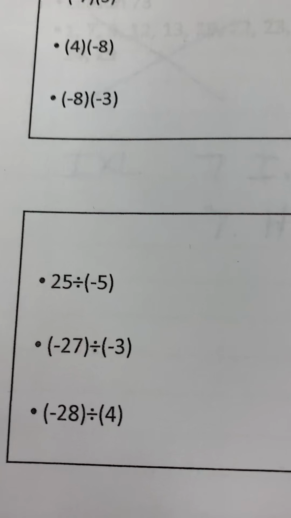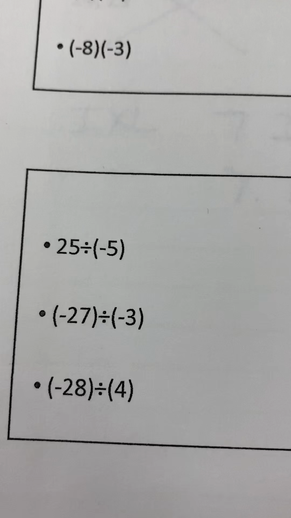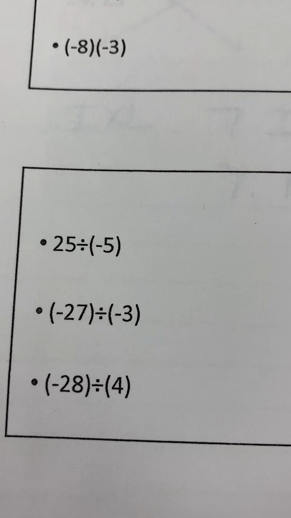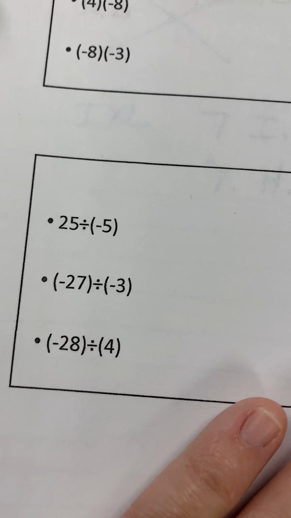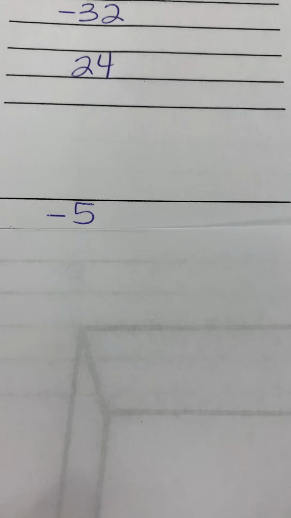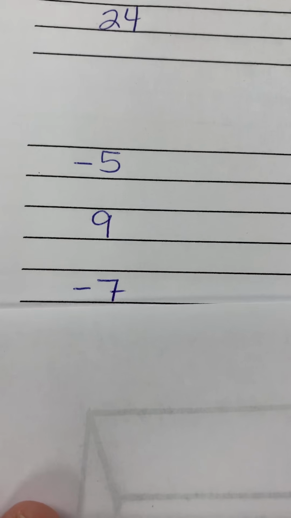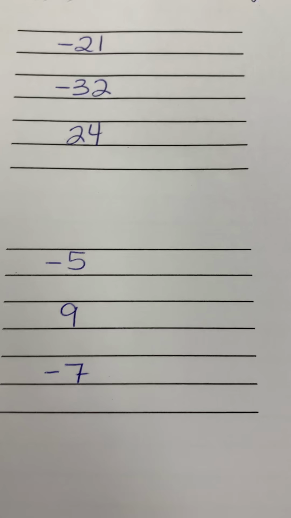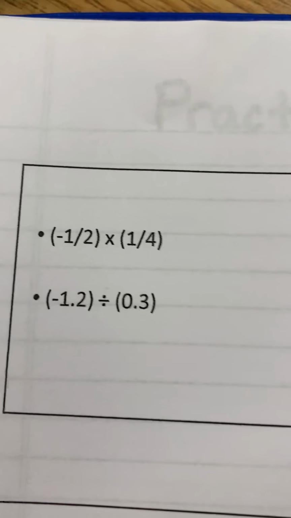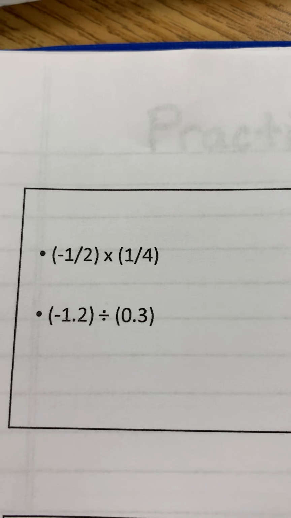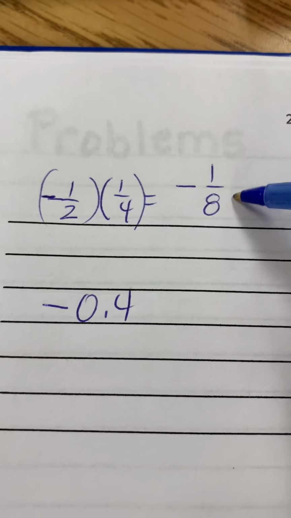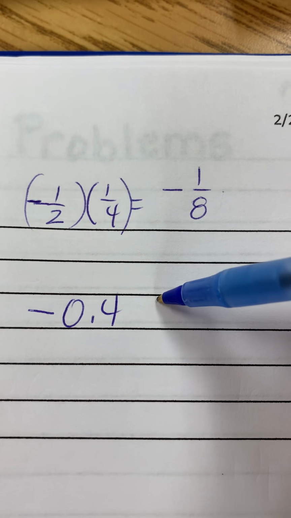Coming down here, we know that 25 divided by 5 is 5, and we have one positive and one negative. And then we have a negative divided by negative and a negative divided by positive. So here we go. You should have gotten negative 5, 9, and negative 7. Remember on our office hours, if you have questions about this, it would be a good time to ask. Coming back up here, same thing, we have a negative 1/2 times a positive 1/4. And you should have come up with negative 1/8 and a negative 0.4.